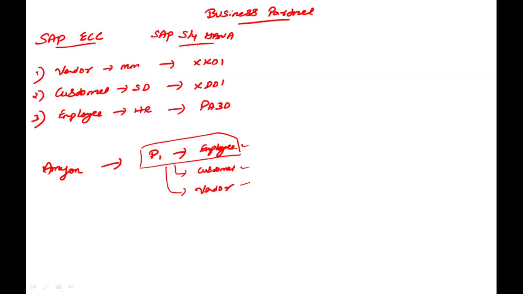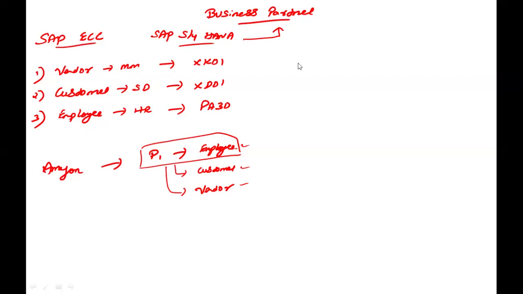So what SAP did is, in S4 HANA, they introduced a concept called business partner. Business partner is nothing but a combination of vendor, customer, and employee. All these three things can be created in a single roof. That is called a business partner. Okay, what is business partner? Business partner is nothing but vendor, customer, employee. Having all these three master data in a single roof is called a business partner.